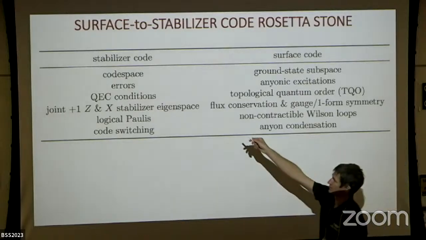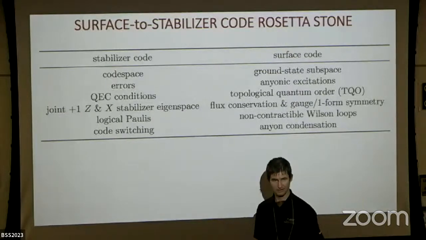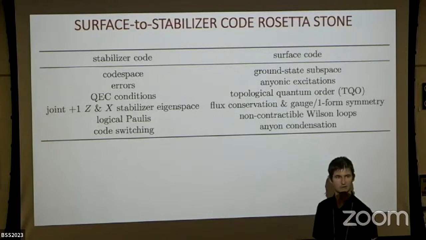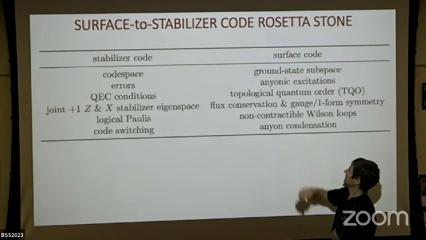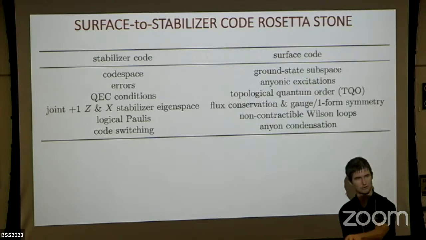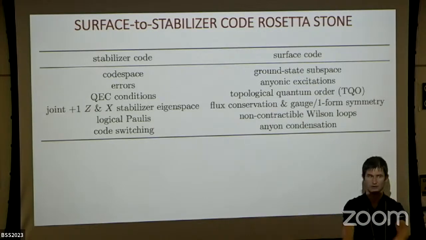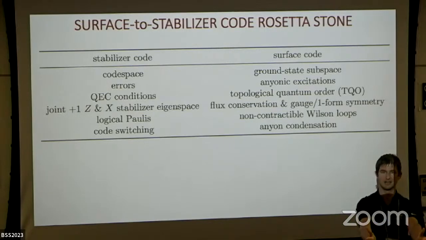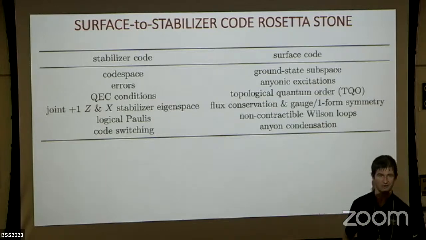Errors in a stabilizer code are just some particular Pauli strings that take you out of the code space, or maybe don't, and cause an uncorrectable error. Here, the errors that you see are framed as little local excitations in your surface code. And these local excitations create pairs of so-called anyons, and they're nothing but errors.